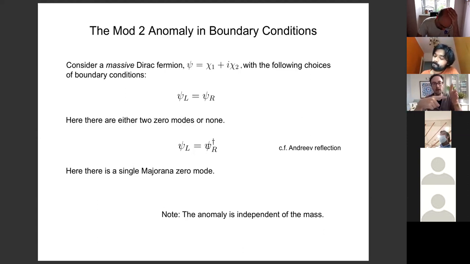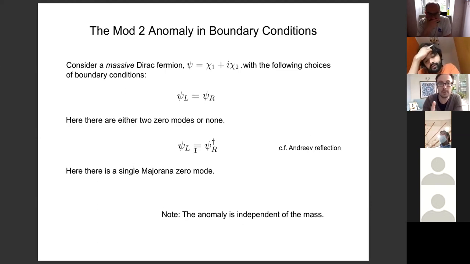If you have a wire attached to a superconductor, an electron goes in, the superconductor doesn't preserve charge because of the Cooper pair condensate, and Andreev reflection is the process where a hole bounces back. Andreev reflection is imposed mathematically precisely by these kinds of boundary conditions. Again, if you look at what it means in terms of the two Majoranas, one of the Majoranas has one sign for the boundary condition and the other Majorana has the other sign. So with these kinds of boundary conditions, you're guaranteed to get a single Majorana mode, regardless of the sign of the mass of the Dirac fermion. So again, it's a boundary condition that you're going to have to worry about.